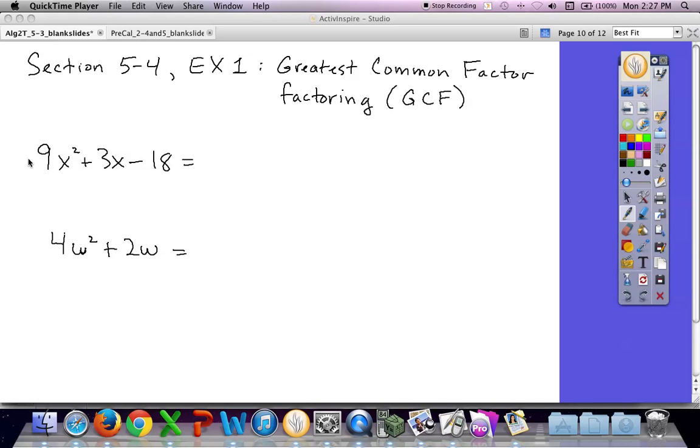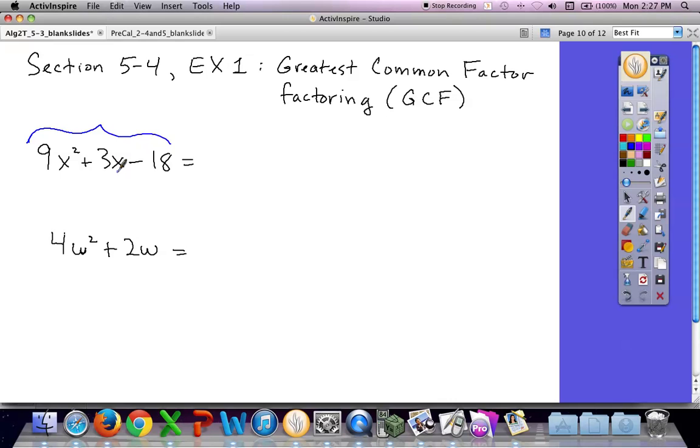In greatest common factor factoring, you could have any number of terms. What you're looking at is, is there any common factor in each term? Okay, so if I'm looking at these three here, would you say there's anything in common? 9x squared, 3x, and negative 18. Is there a common factor?